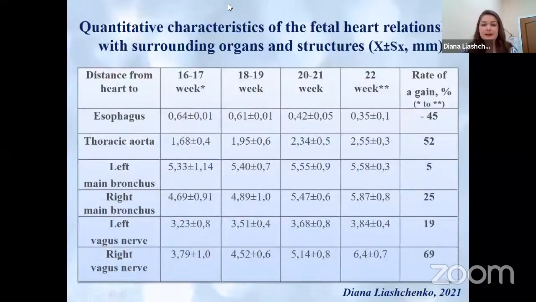All these quantitative characteristics of the fetal heart relationship with surrounding organs we presented in this table by the 22nd week of development. Some distances to organs can have a negative rate of gain, while others became closer to, for example, the right main bronchus and right vagus nerve, and they have an increase, sometimes 25%, 70% and more.